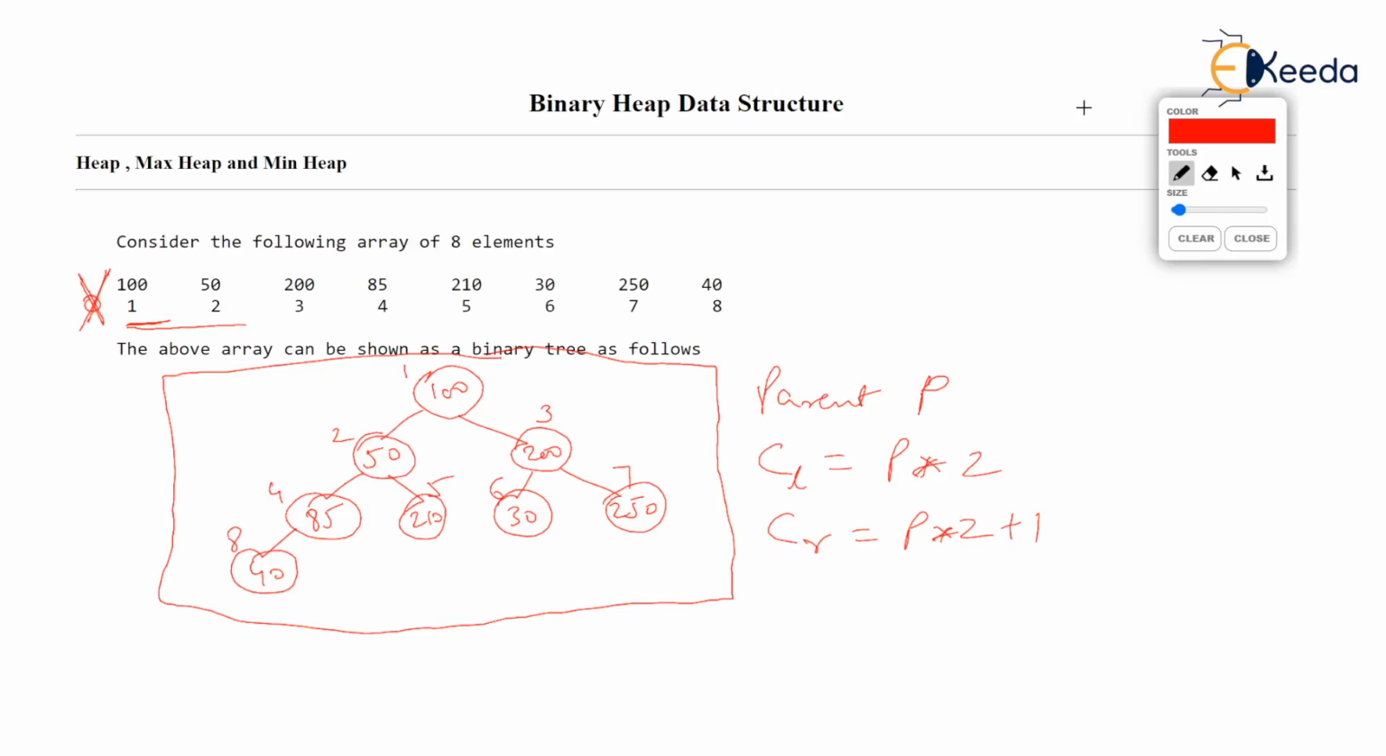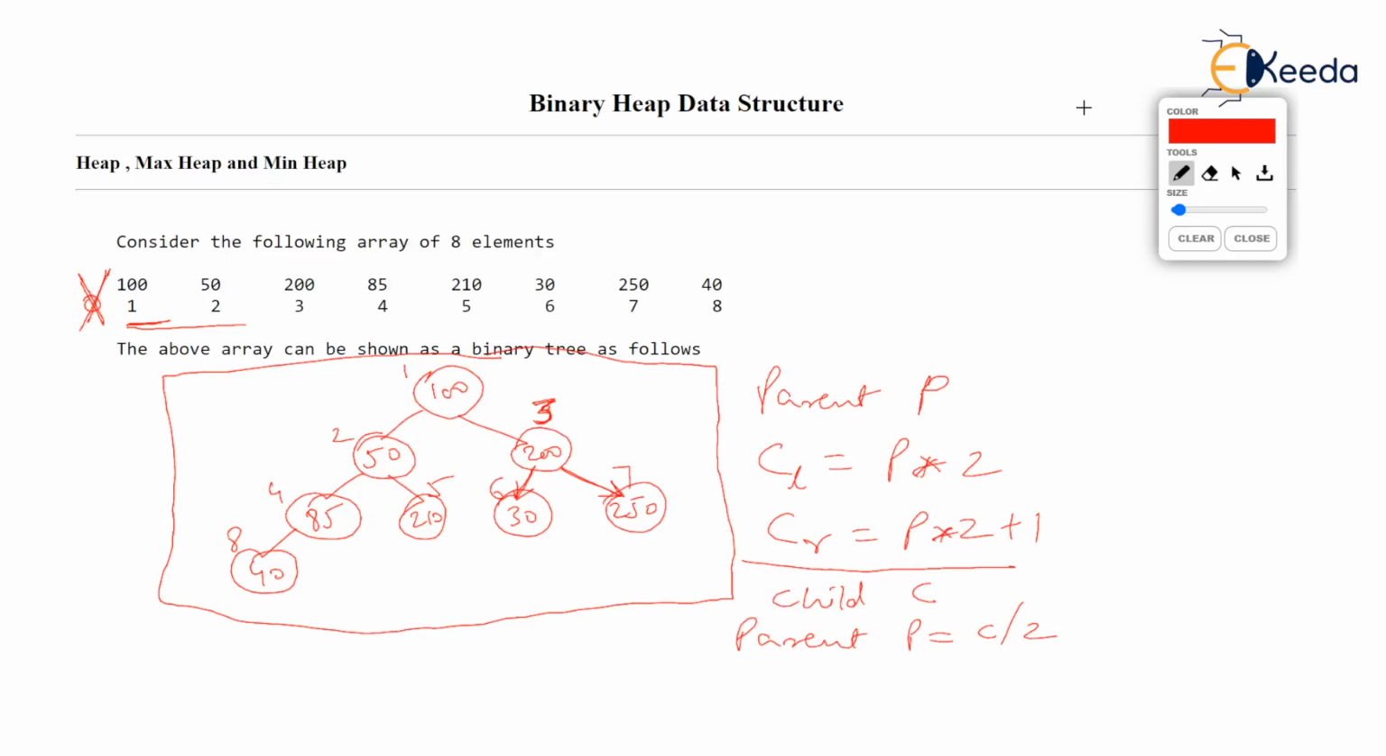If P is 3, third parent, then where are the children? 3 into 2, that is 6. This is left child. And 3 into 2 plus 1, 7. This is right child. You know this relation. And suppose we are given child number, C is the child number, then parent P is given as C by 2. Check this.